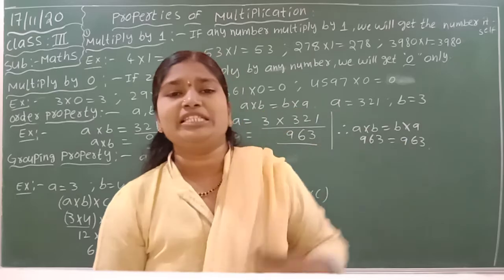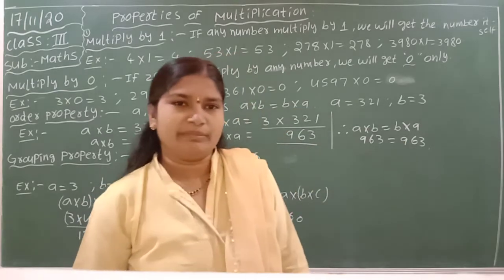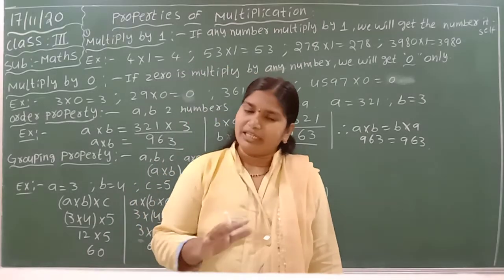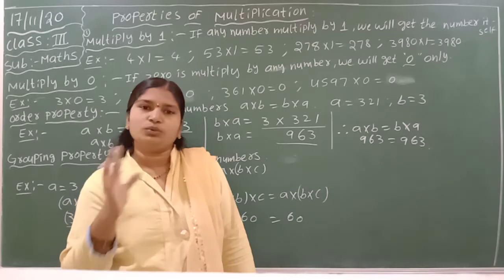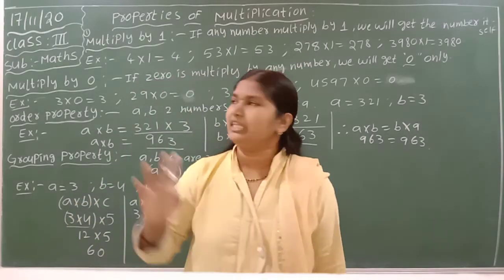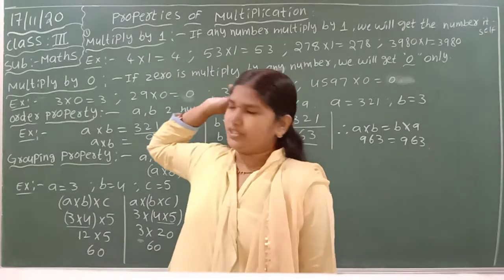First property is multiplication by 1. What do you mean by multiplication by 1, children? If you multiply any number to 1, or 1 to any number, we will get the number itself. 4 ones are 4, like this.